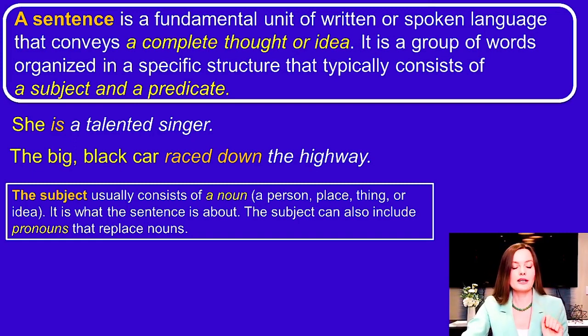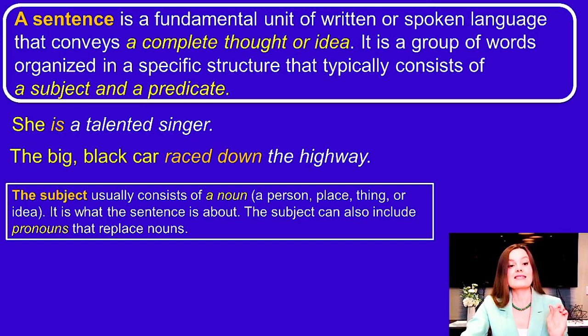So let's take a look at our first example. She's a talented singer. What is going to be the subject in this sentence? What is this sentence about? Or whom is this sentence about? Yes, you're right, it's she. She is the subject. It's a pronoun.